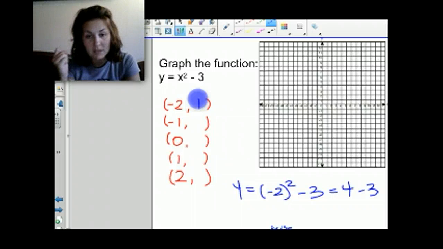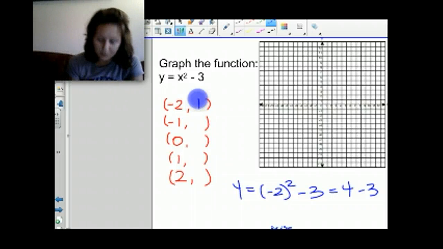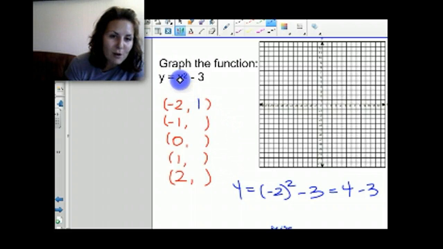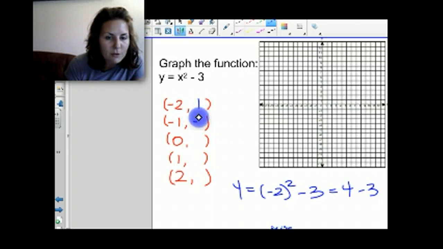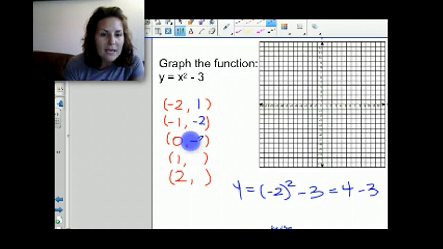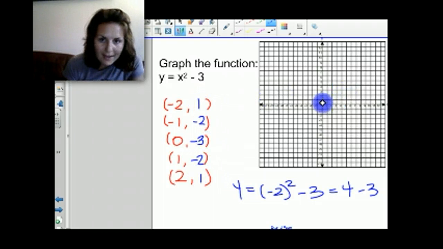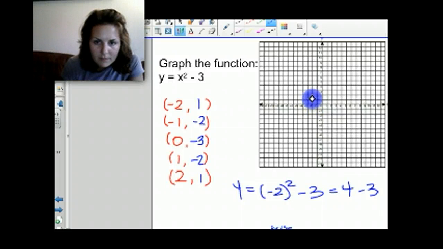That is the most common mistake, to get a -4 there. When I plug in -1, I get -1 times -1 is 1, minus 3 is -2. 0, I get -3. For 1, I get -2. And for 2, I get +1. As you can see, this one, I get -2, 1. -1, -2, 0, -3, 1, -2, and 2, 1.